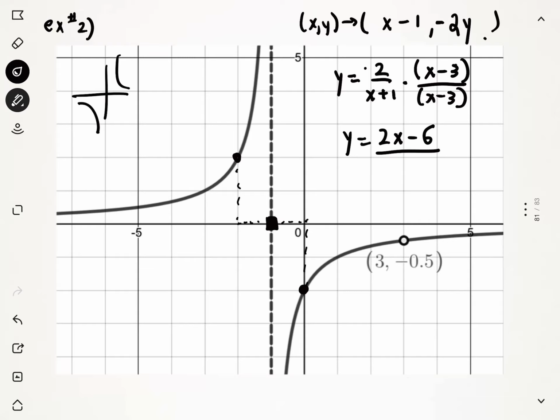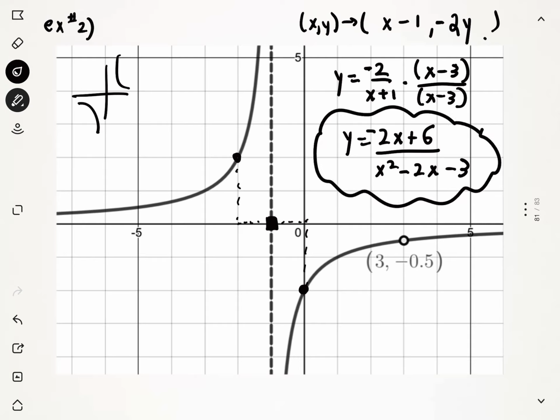Oh, sorry, this is a minus 2. So this will be a minus 2x plus 6. And then we have x squared minus 2x minus 3. And there we have the equation of this function right here, which you can check your answer using Desmos. You'll get the exact same graph right here.